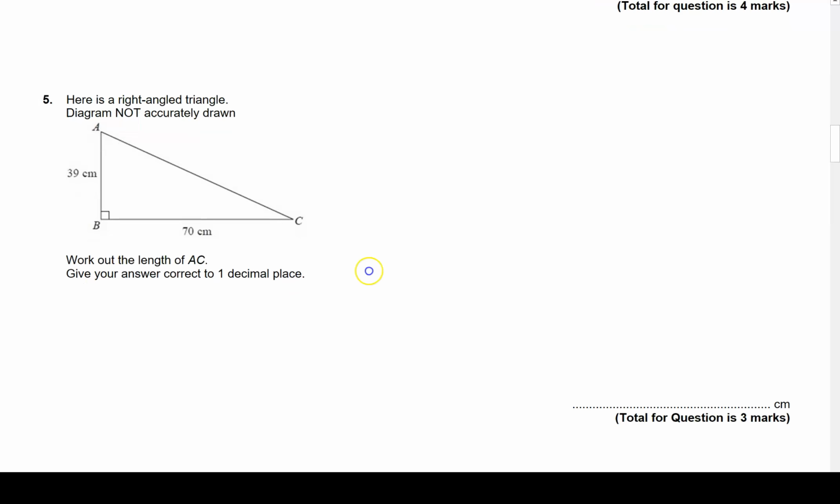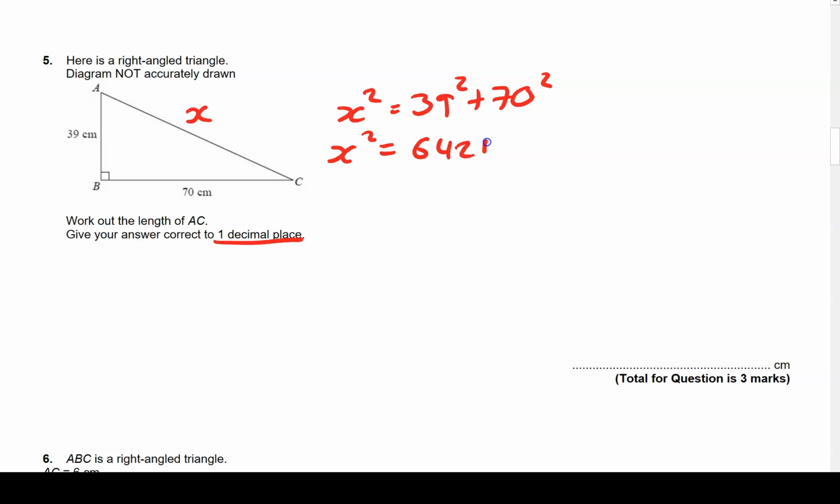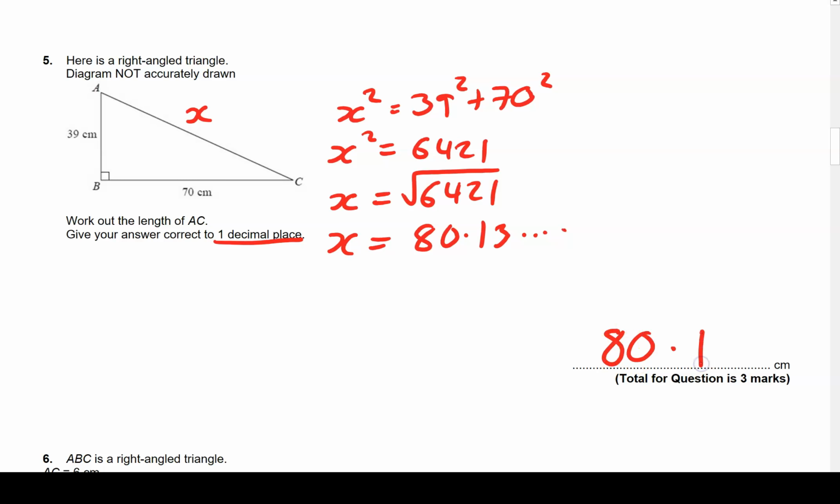Okie dokie. Number 5. Work out the length AC to 1 decimal place. Again, it's another straightforward one. So I get x squared is 39 squared plus 70 squared. I'm doing this one in my calculator, and that is 6421. So x is the square root of 6421, which is 80.13 dot dot dot dot. 1 decimal place, we'll leave it as 80.1.